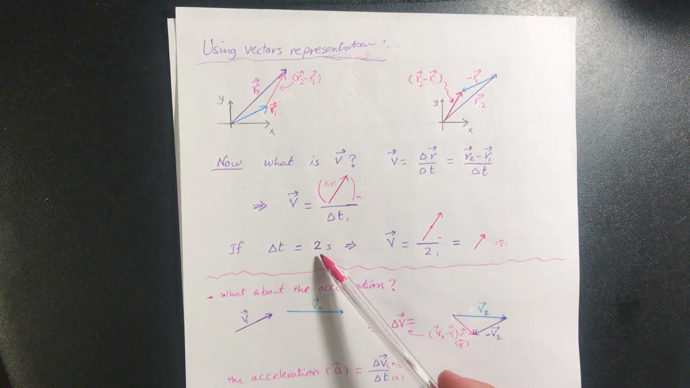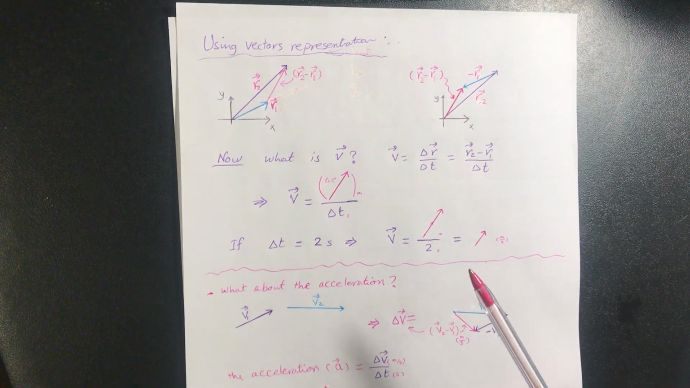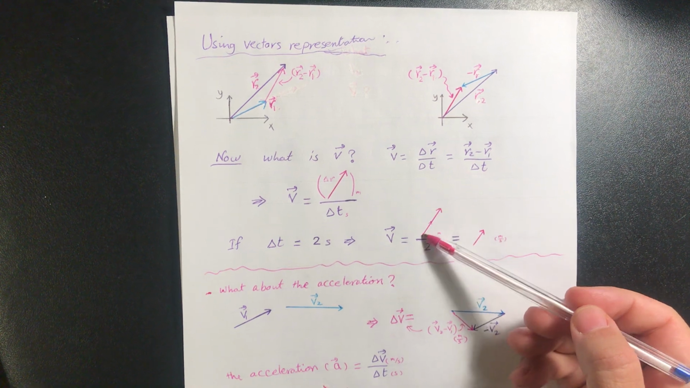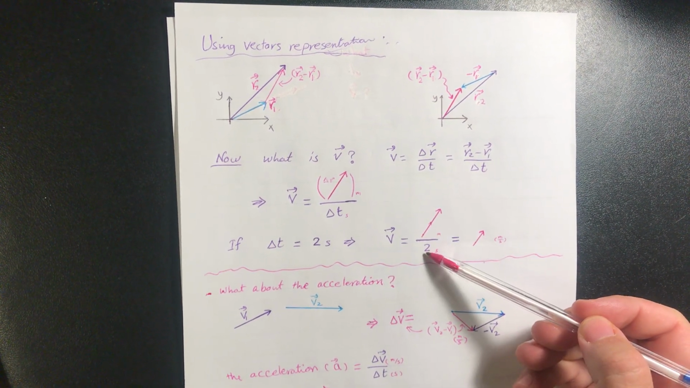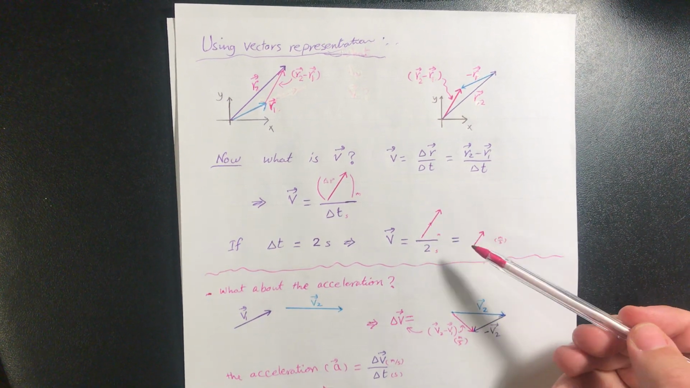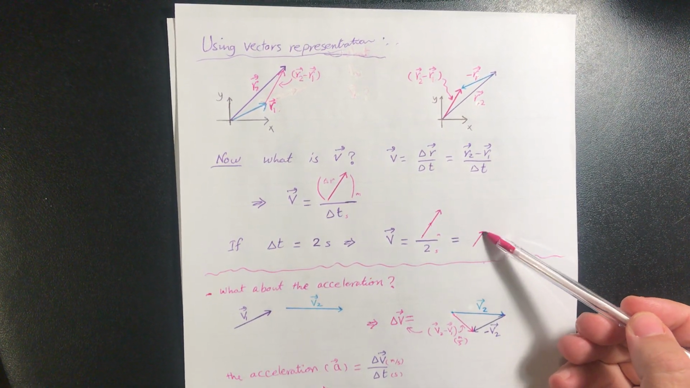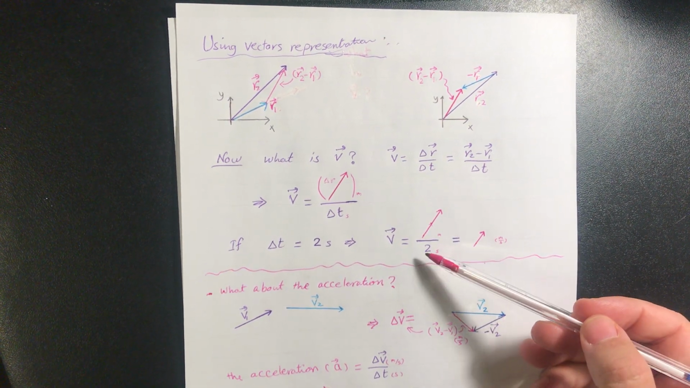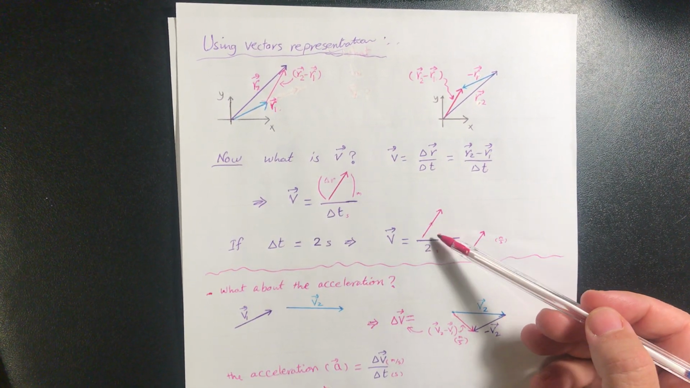Suppose that delta t is 2 seconds. What is the velocity as a vector? The velocity is the delta r vector over 2. It is the same vector in the same direction, but with a half length. We need to divide over 2. If the time is 3, then we need to divide over 3, and so on.